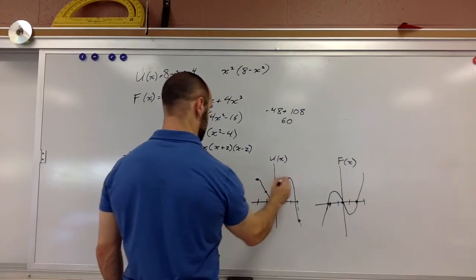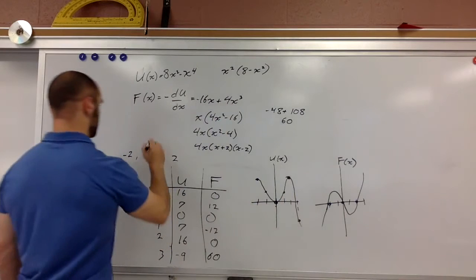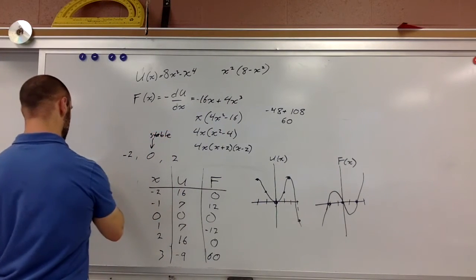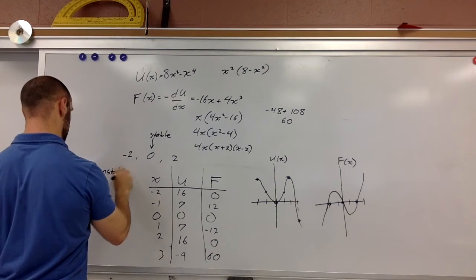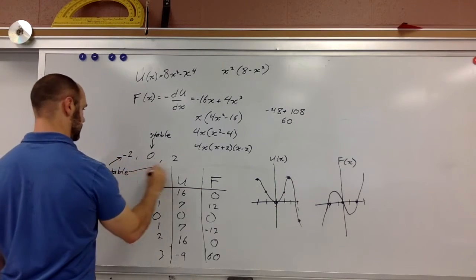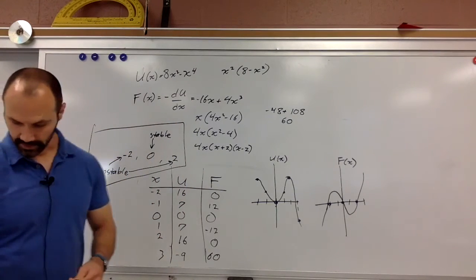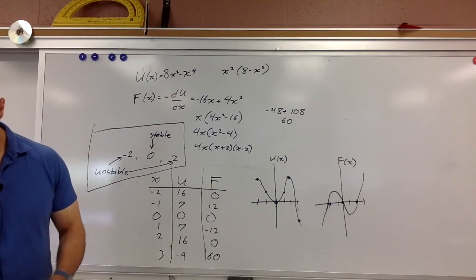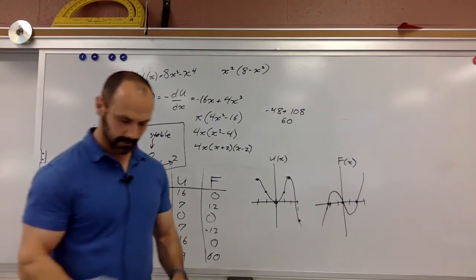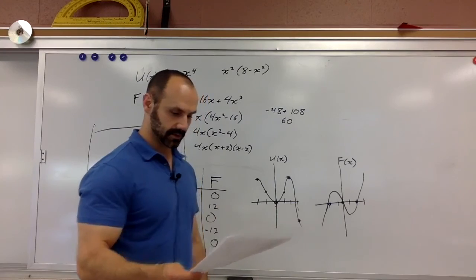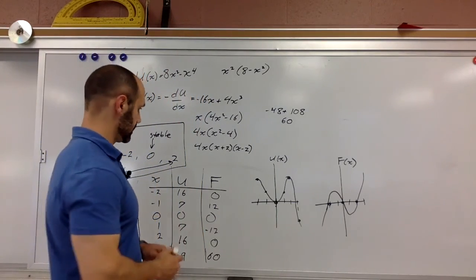So these are the places of unstable equilibrium. This is stable equilibrium, and unstable there and there. So that's my answer. We found the equilibrium positions, we described the stability, we graphed all the functions, and so that's it.